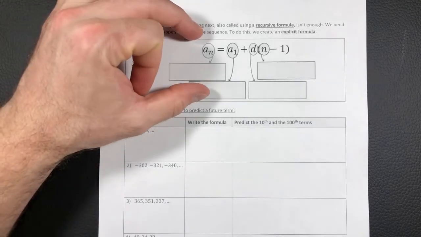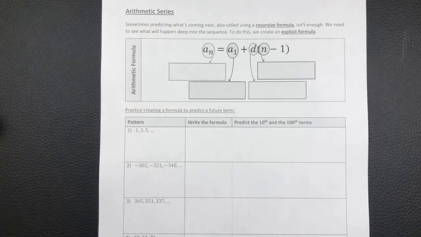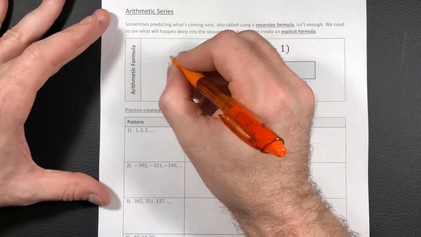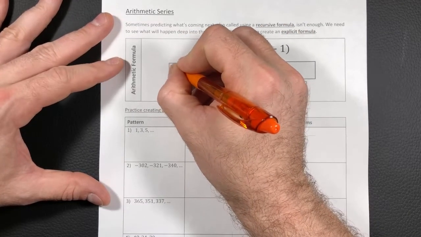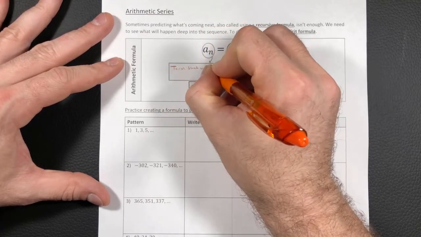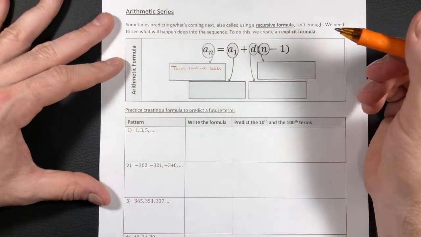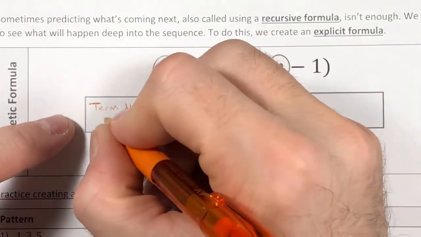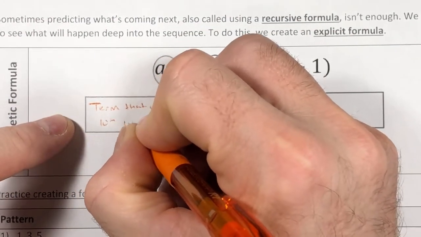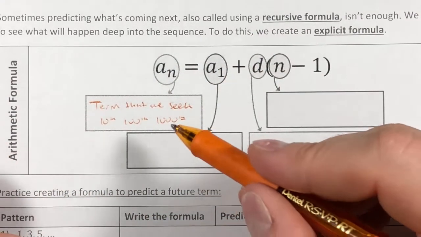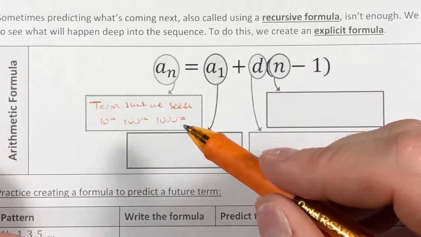So this is the arithmetic formula for an explicit term. And let's pull out, let's go with orange today. Our a_n, this is the term that we seek. So whether it be the 10th, the 100th, actually let's zoom in as we do this. The term that we seek, whether it be the 10th term, the 100th term, or the 1000th term, this is the number in the sequence that we're trying to figure out.